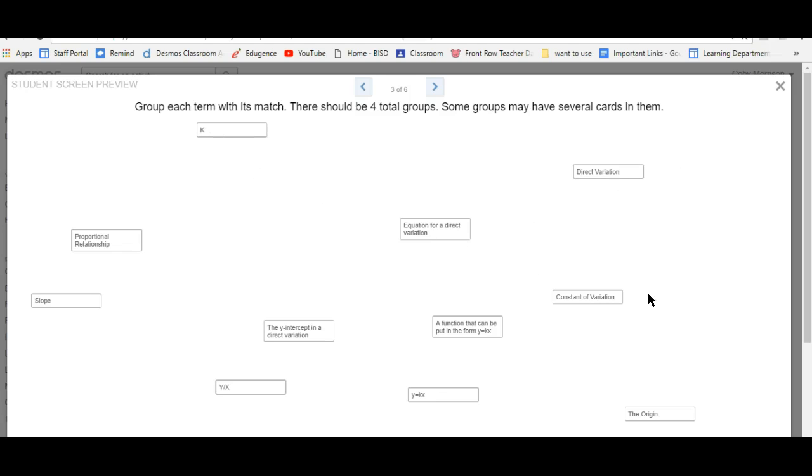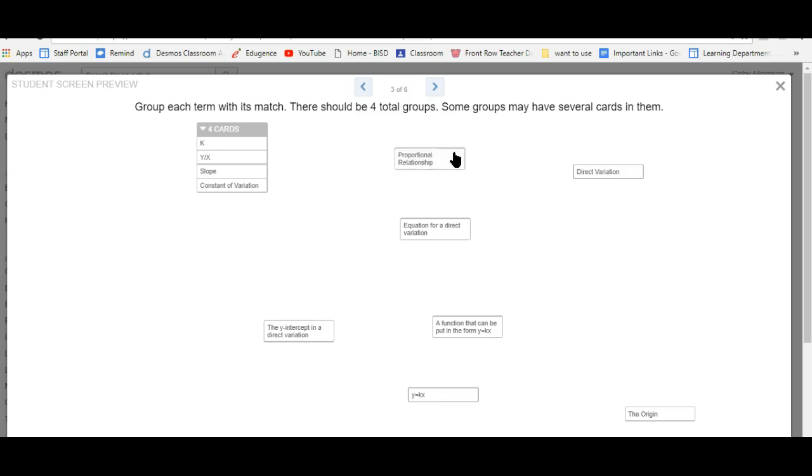K, I know, is the constant of variation, sometimes called the constant of proportionality. Those are the same thing. We find K by doing y over x. So those are all a match. I also know that K is the slope. We just call it K instead of M if it's a direct variation. A proportional relationship is another name for a direct variation. So we can match those up.